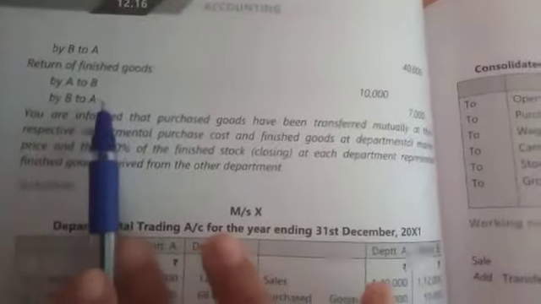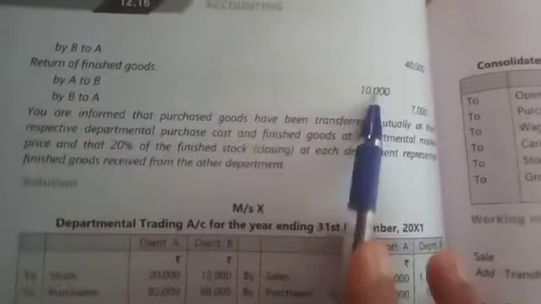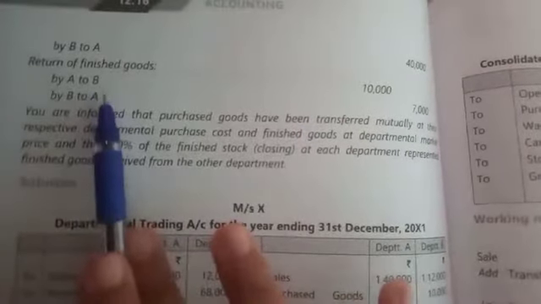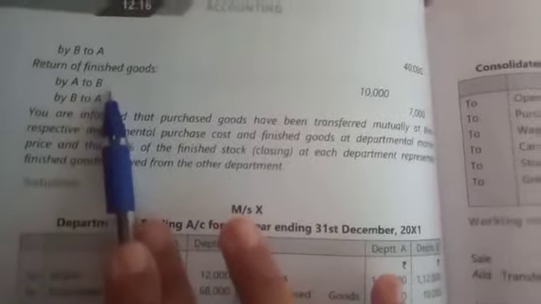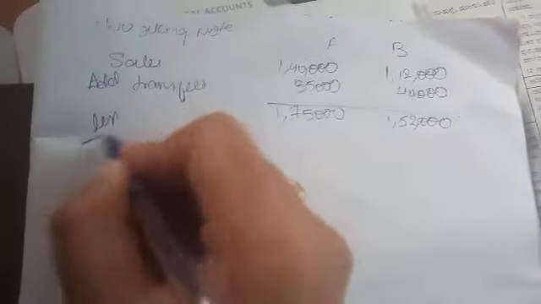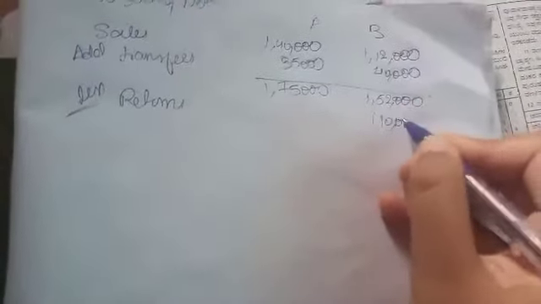Who is getting back the goods? B is getting back the goods. So add this 10,000 to B. Who is getting back the goods? B is getting back the goods. So deduct this from B. So less returns, so deduct 10,000 from B.